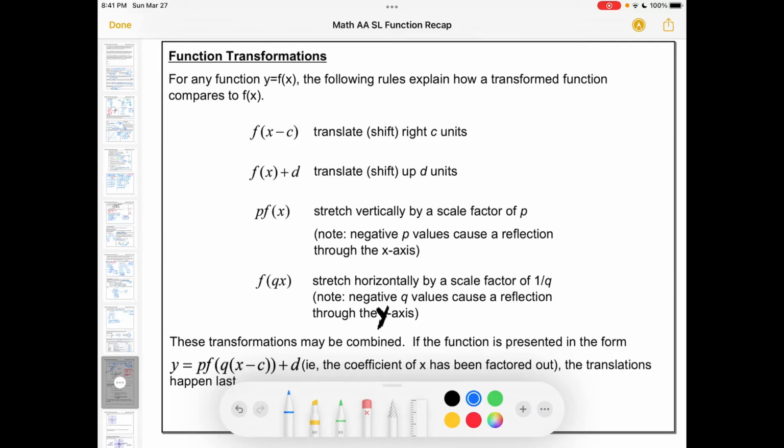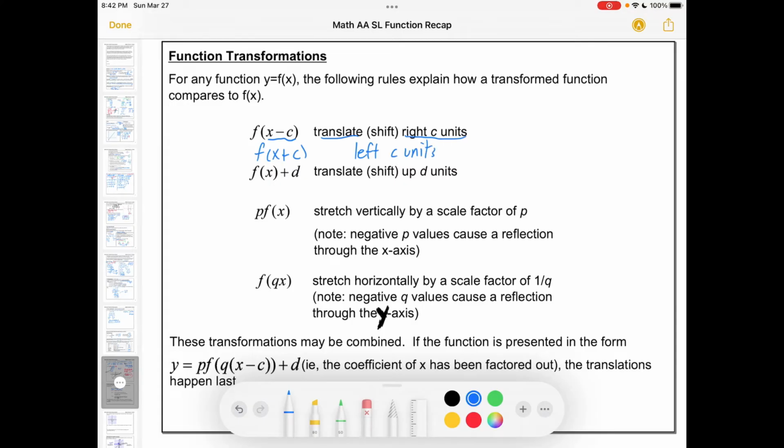The next topic that we're looking at is function transformations. And this is a biggie. It says for any function f of x, the following rules explain how a transformed function compares to f of x. So if you replace x with x minus c, no matter what the function is, then you're just taking the basic shape of the original and shifting it or translating it to the right c units. And I know it's annoying that x minus c sends it to the right. All the horizontal transformations are annoying. If you had x plus c, that sends it to the left c units.